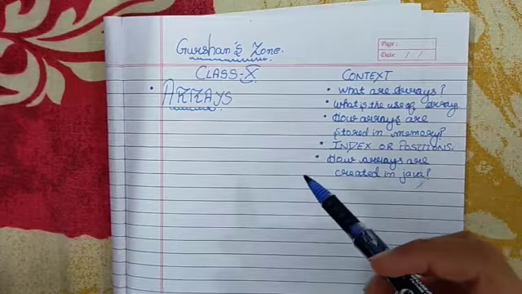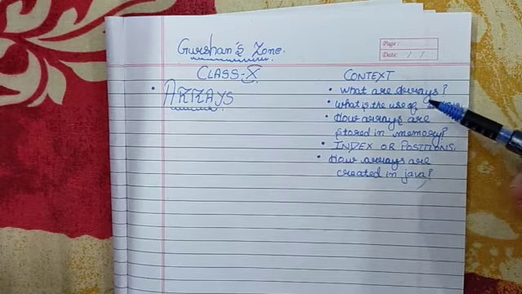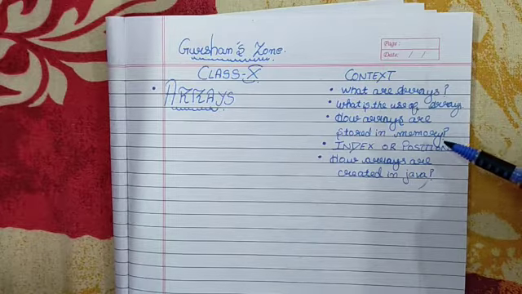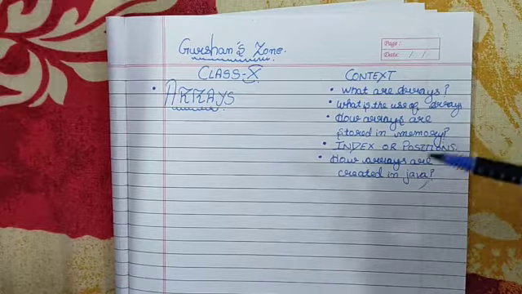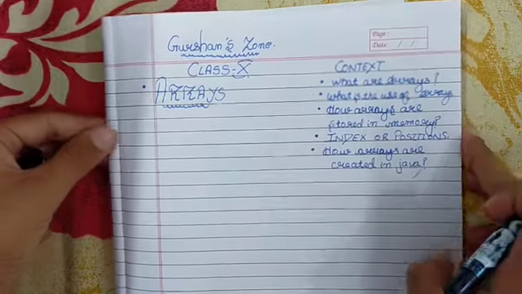Today we will do arrays, computer class 10th ICSE. So what are the contexts? What are arrays? What is the use of arrays? How arrays are stored in memory, index or positions, how arrays are created in Java. So first of all, what are arrays?